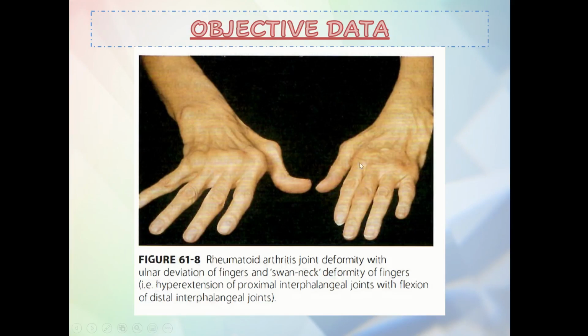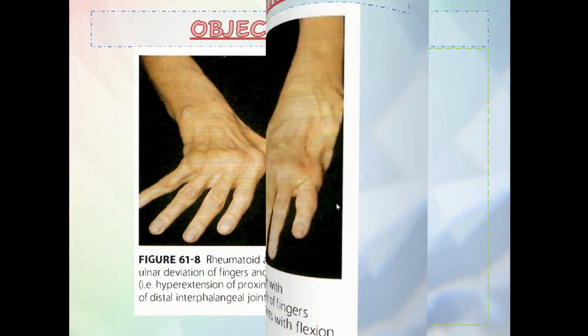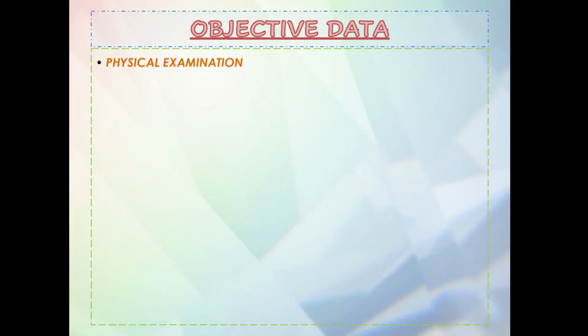Ayan, ito yung sinasabing symmetry ng dalawa, of both hands. So we compare for any similarities or differences. Okay, next we have the palpation. So after we inspect, we can now palpate.